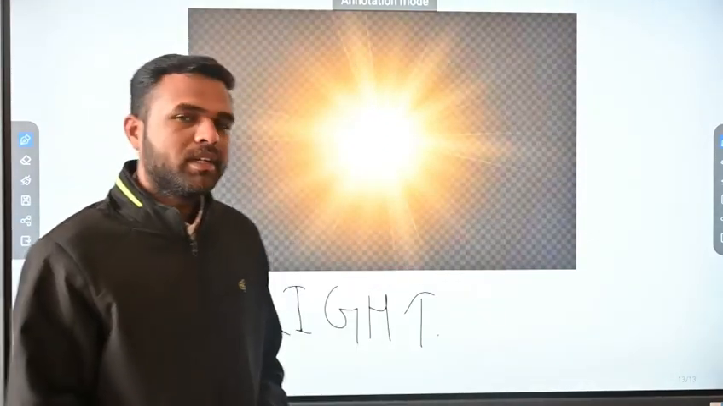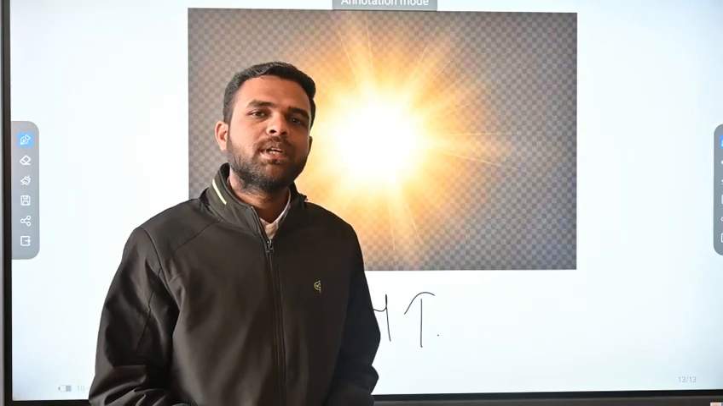Good morning, students. Today we are going to learn a chapter, Light, from class 6. In this video we are going to learn about light, luminous objects, non-luminous objects, different types of sources of light, the rectilinear propagation of light and shadow, and the natural phenomena based on shadow, which is eclipse.